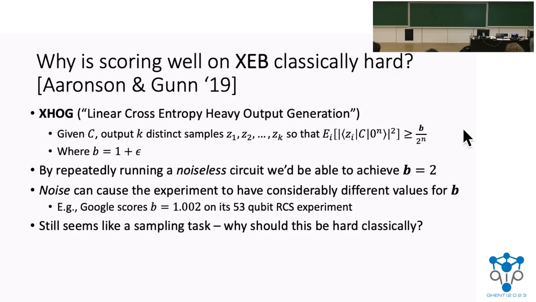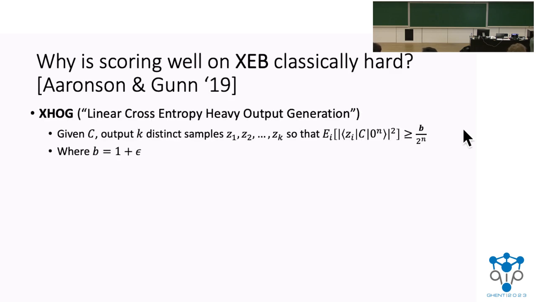Let's go back and look at the definition. So what is XHOG really saying? Why would you believe this is hard? Well, what XHOG is saying is that outputting sufficiently heavy outcomes in the output distribution is a hard problem. That's very clear. You're just taking some number of samples. For each sample, you're computing the ideal output probability, and you accept if it's sufficiently high.